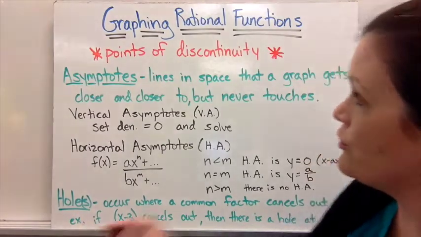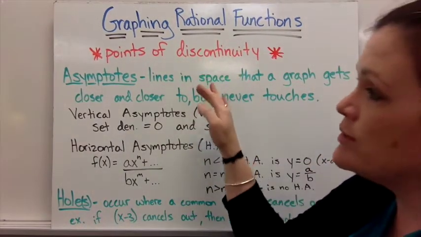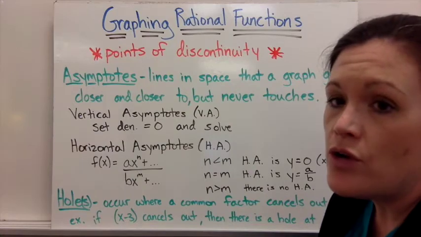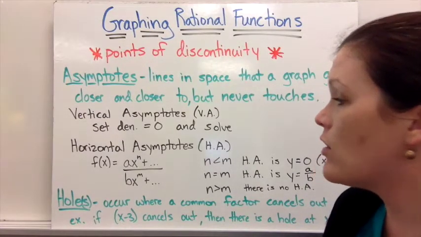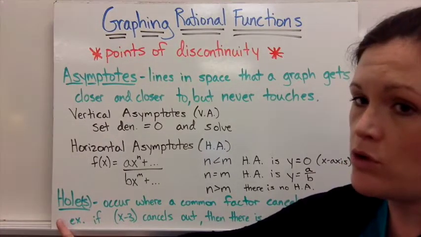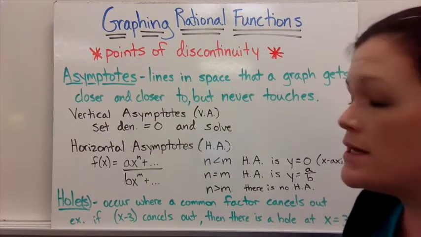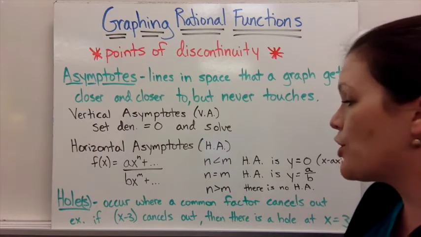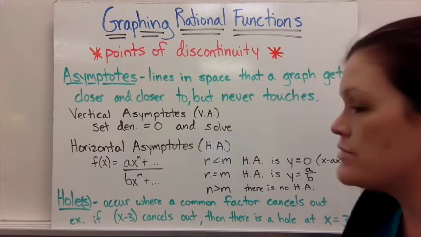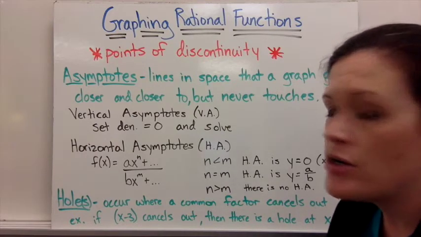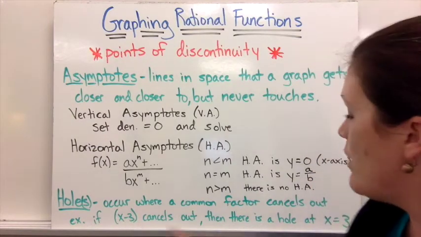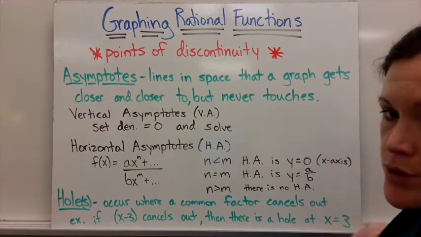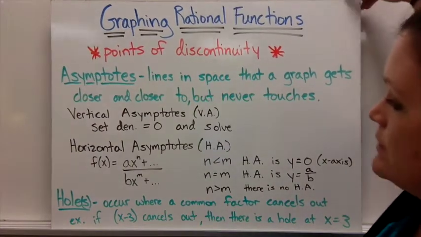And then there are holes. So when we talk about points of discontinuity, we think about asymptotes. There's a vertical, there's horizontal, and there sometimes can be more than one vertical. And then there are holes, and there could be more than one hole, but sometimes there's just one, and sometimes there's none. These occur where you have a common factor that cancels out of your numerator and denominator. So for example, if you have x minus 3 that cancels out, then you have a hole at x equals 3. Let's look at some examples of these.